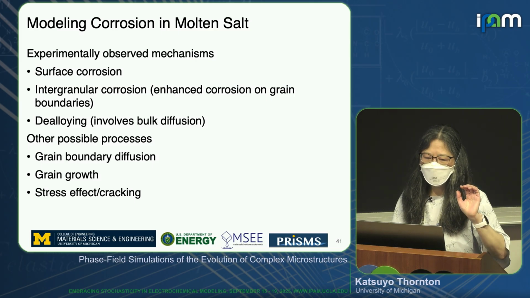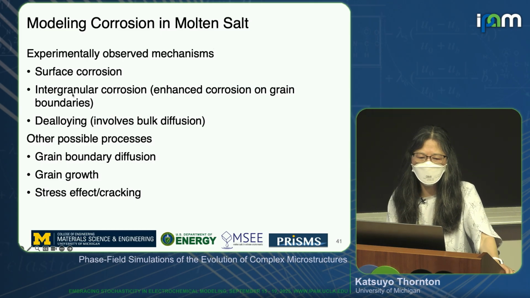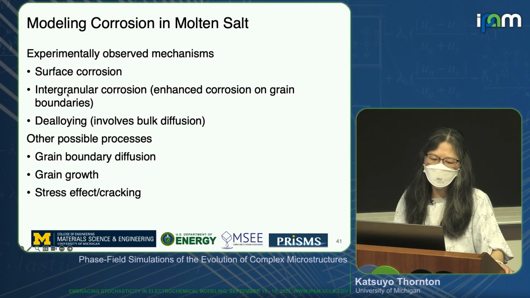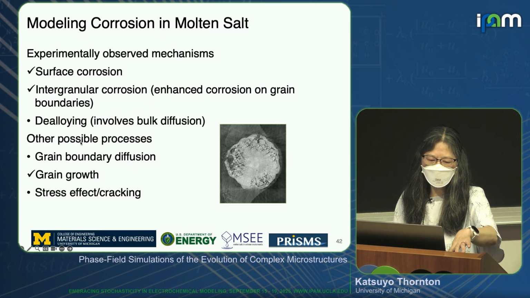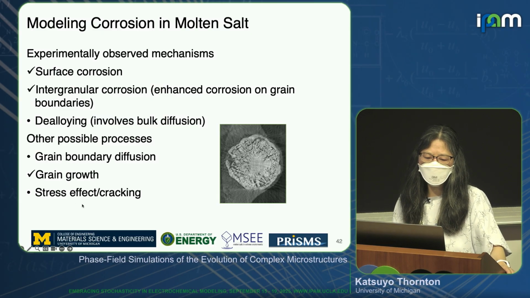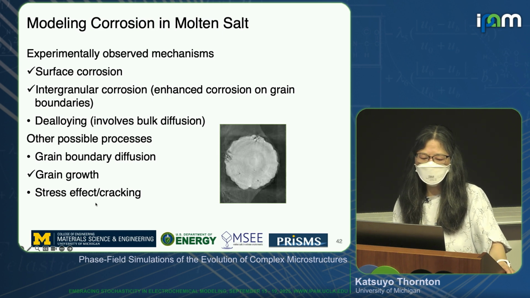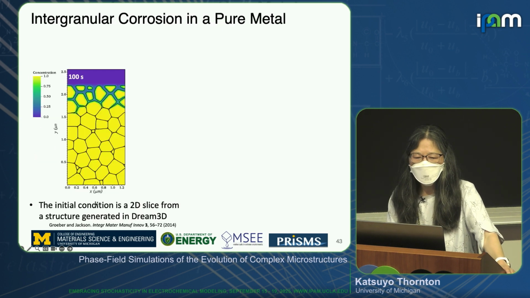So then we continue to look at the corrosion. So we looked at the surface corrosion, intergranular corrosion. De-alloying is something we are still working on. Other process, grain boundary diffusion, and then stress effect, grain growth.